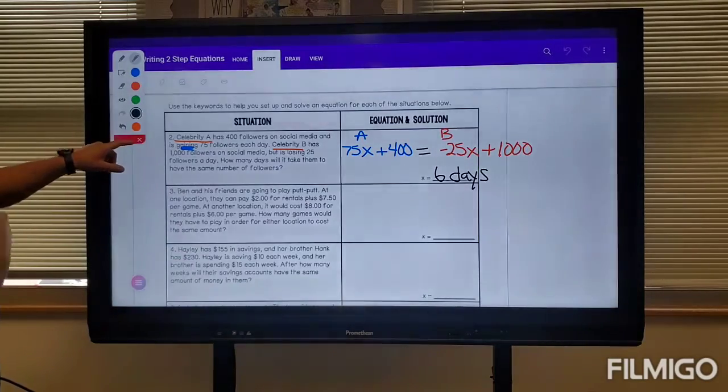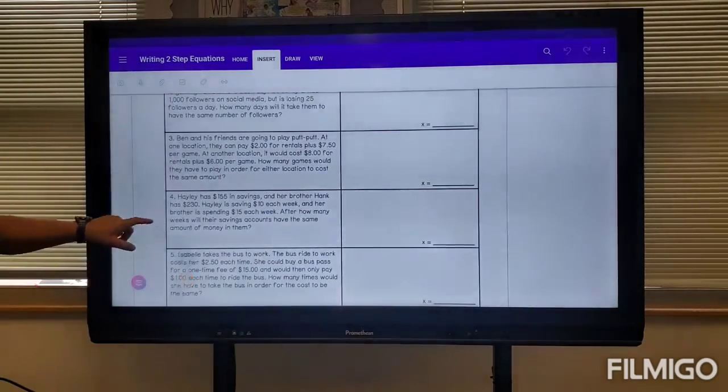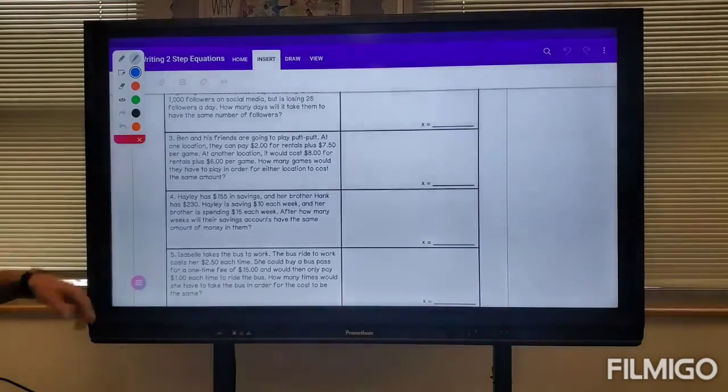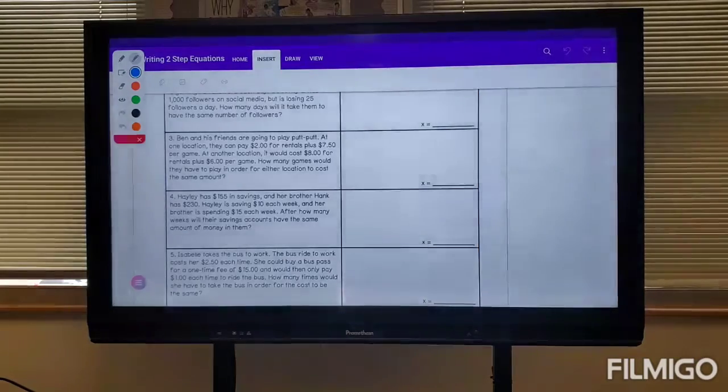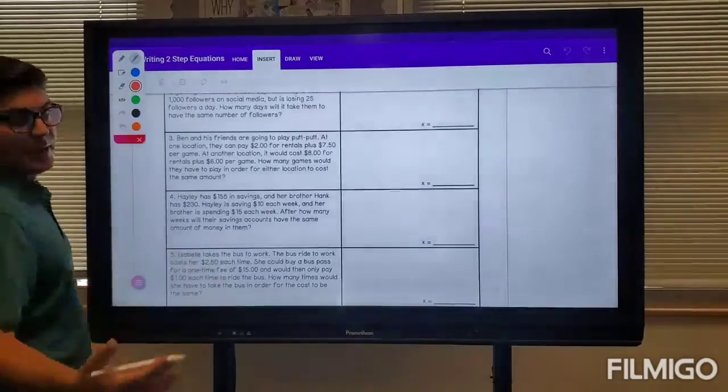For the next one, Ben and his friends are going to play putt-putt. At one location, they get paid $2 for rentals plus $7.50 per game. Another location, it will cost $8 for rentals and $6 per game. So the key is, what is the variable and how do I indicate where that variable is?